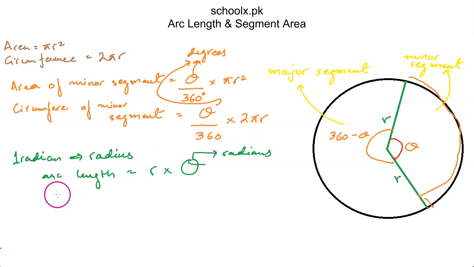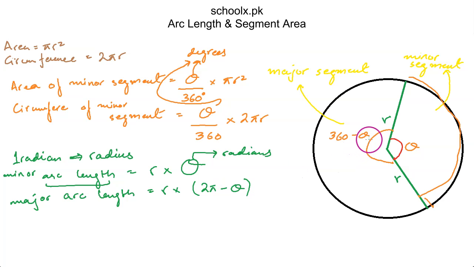Now to find the area of the segment, this arc length is the minor arc length. For the major arc length, for the arc length of the major sector, we'll use r times (2π subtracted from θ), right? This will give us this angle, and this will be only used when theta is in radians, right?